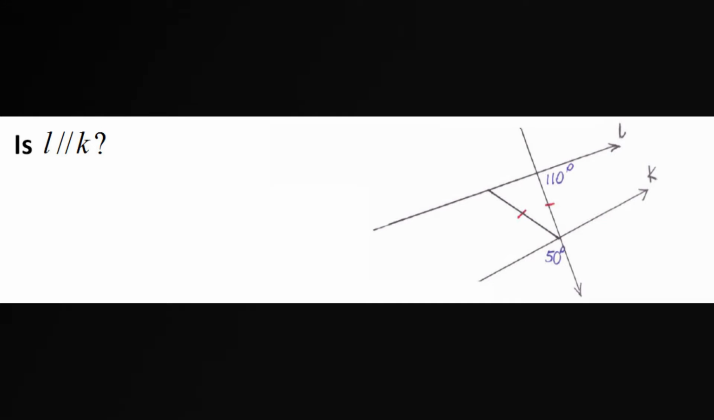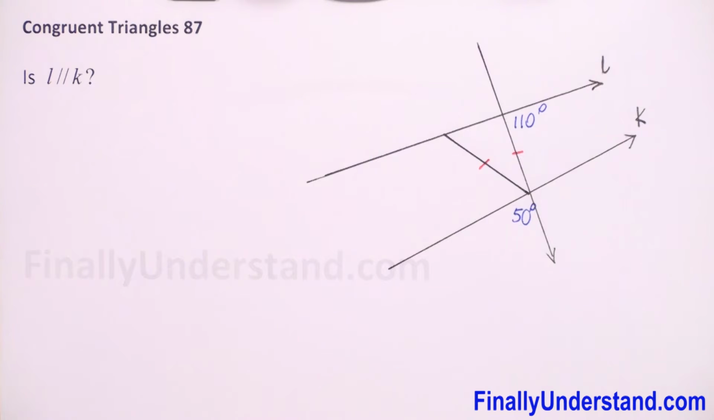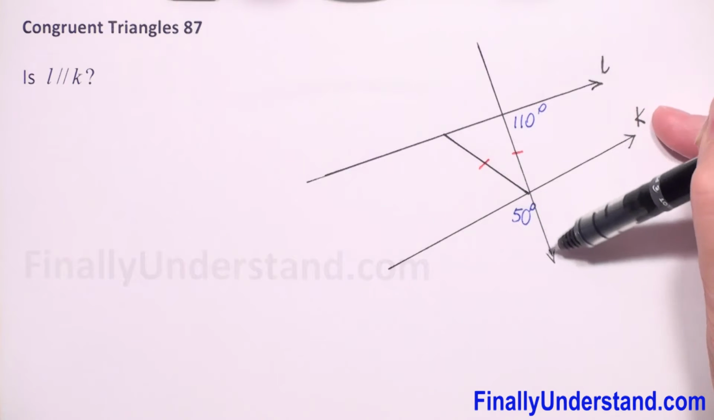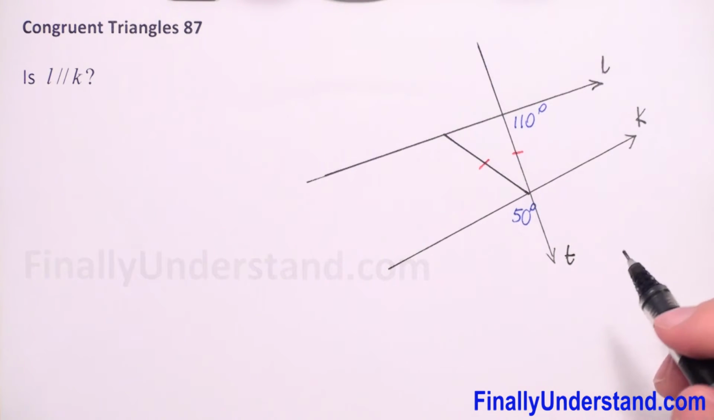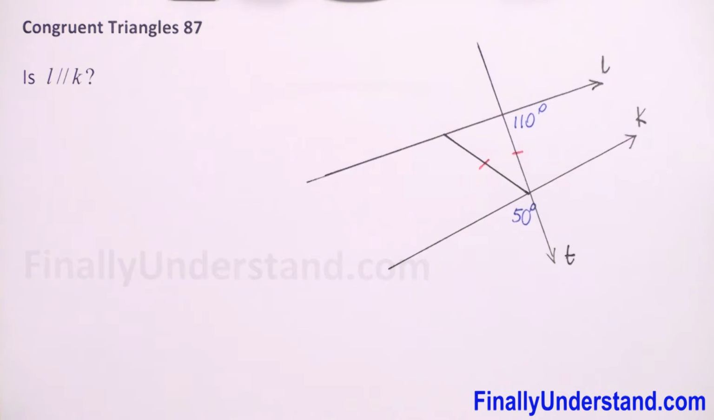We have to check if line L and K are parallel. And we know that if line L and line K are parallel, then the alternate interior angles are congruent. So if this line will be our transversal T, let's check our alternate interior angles.